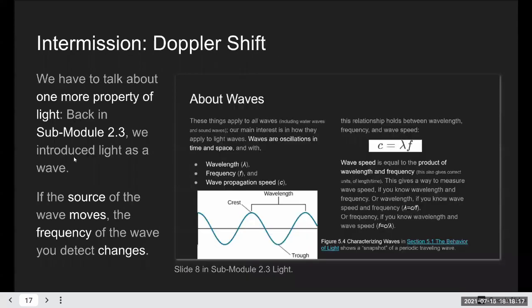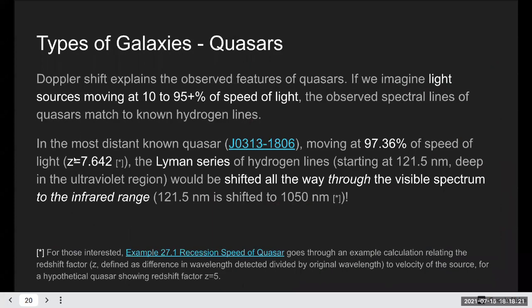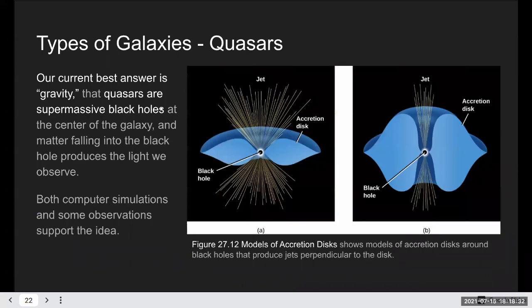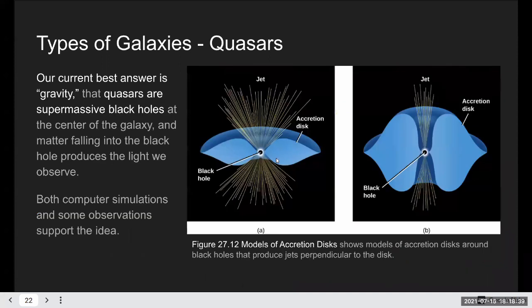And our model of a quasar is that when they're super far away, they're moving at a speed close to the speed of light away from us. Our model of how quasars produce all that energy in such a small space is a supermassive black hole with material around it falling into it. As these things fall in, it releases a lot of energy.